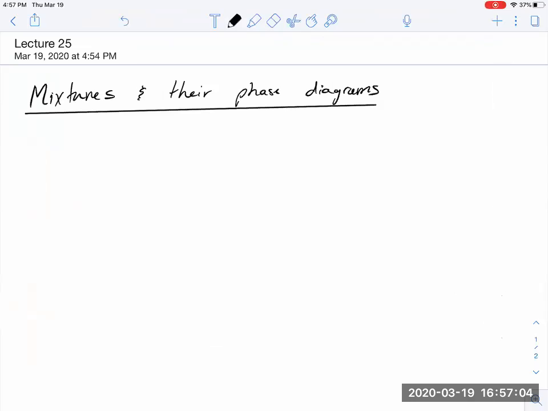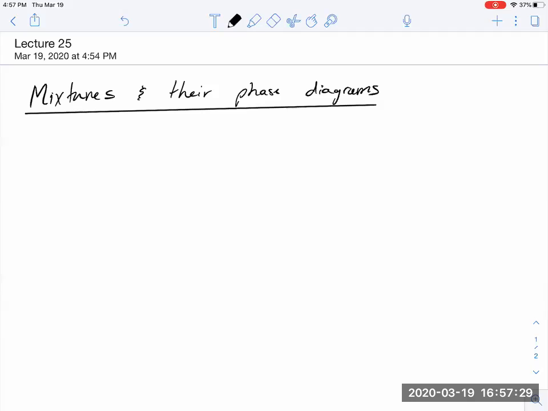All right, class. We left off last lecture talking about phase diagrams, and specifically we got to the point where we can actually construct fairly sophisticated phase diagrams for mixtures. Mixtures being solutions, solids, liquids, or vapors made out of multiple components.